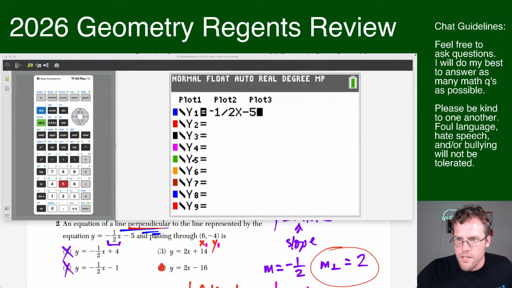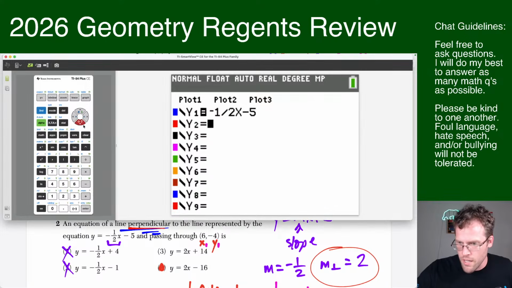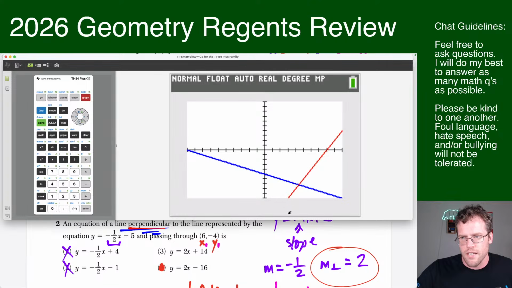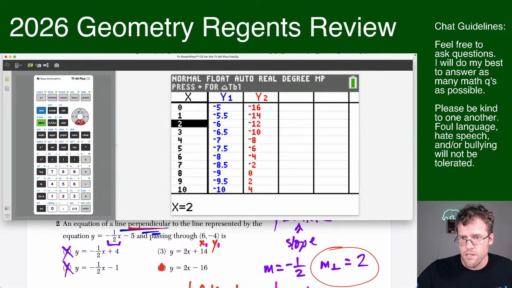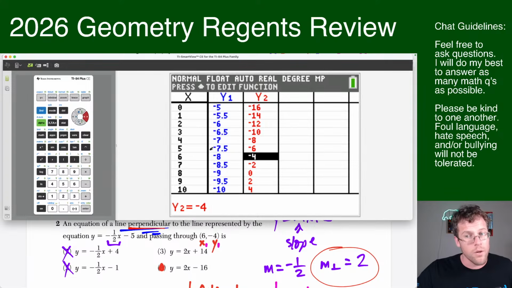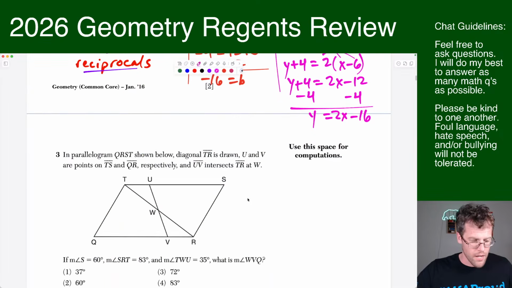Alrighty, so y equals negative half x minus 5, and then we've got all the answer choices. So if I write in 2x minus 16, this is where the TI is not perfect. For the schools that have Desmos, we're all jealous, but see how these lines intersect? That doesn't look like 90 degrees, but I promise it is. Because the negative half x ones would be parallel, not perpendicular. And then I press second graph and look here at 6. See how we get negative 4. So it passes through (6, negative 4) like it's supposed to. If I did the wrong answer, 2x plus 14, it would miss (6, negative 4). So I'm just pointing that out.